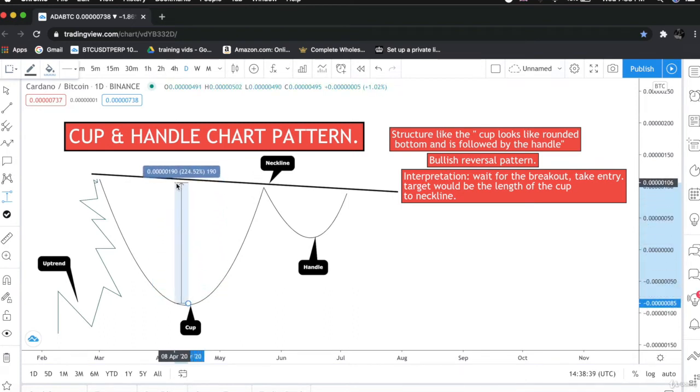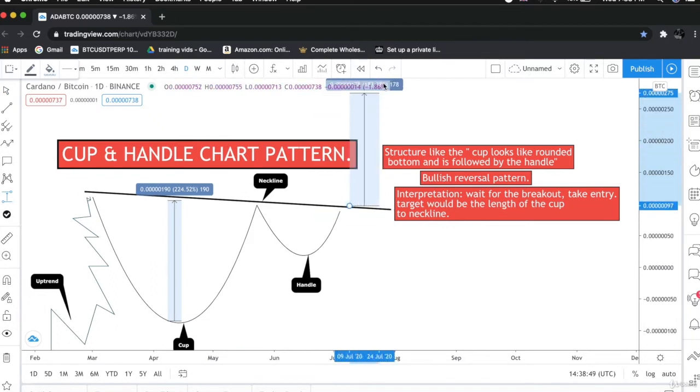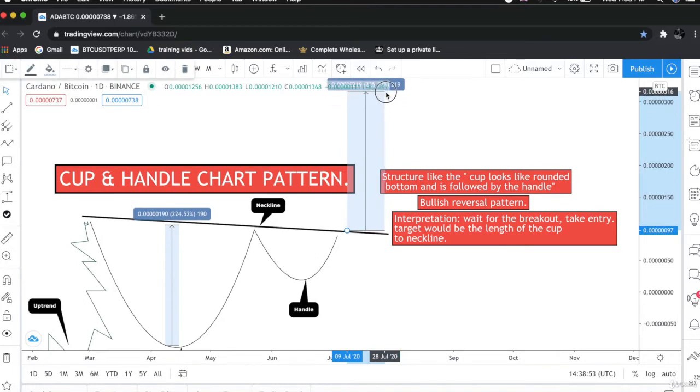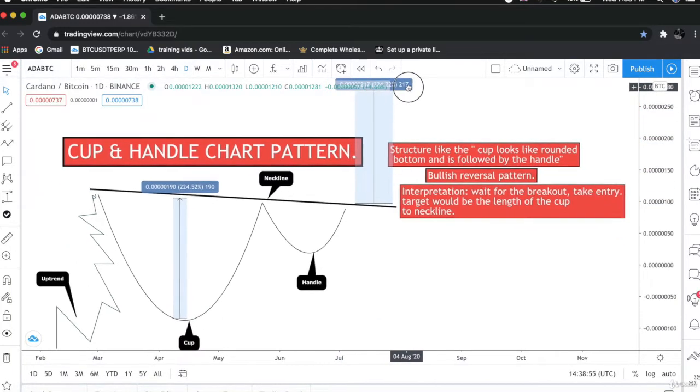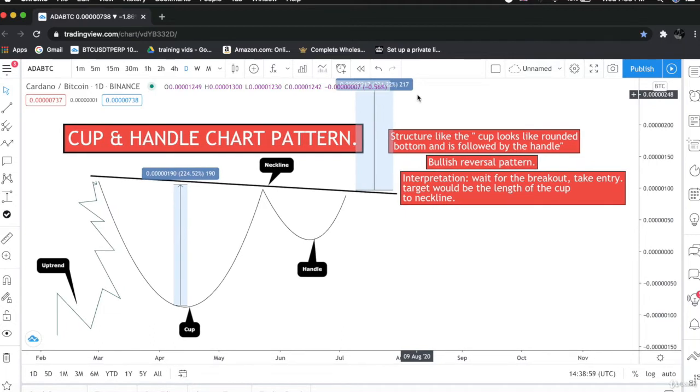Approximately it's 224%. So in case this is the handle and the neckline gets broken, we have to take entry over here and our target would be 224% to the upside. This would be our target. So this is the cup and handle pattern structure.